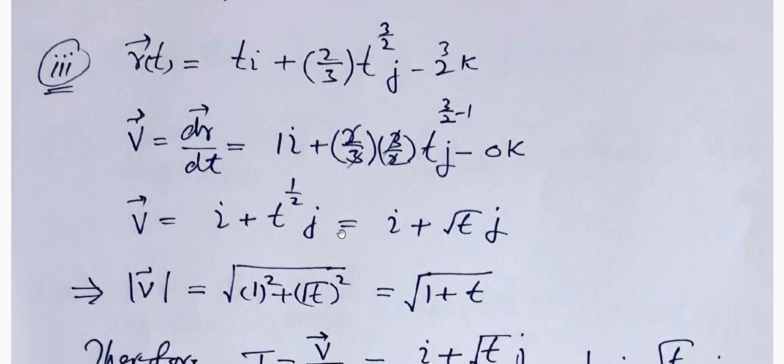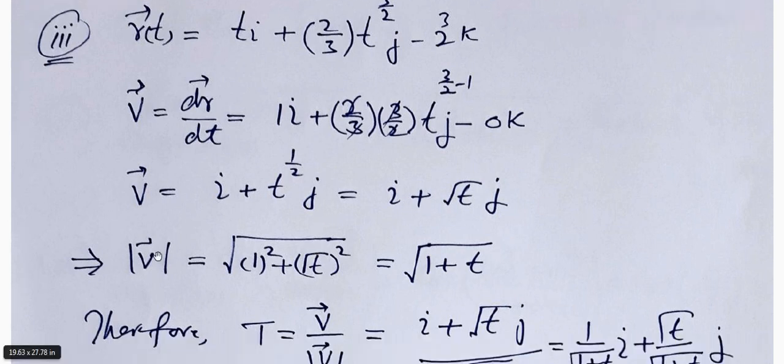If you simplify this, it will be i plus t power half, because the 2 cancels and the 3 cancels, so 3 by 2 minus 1 is half, j, and this will be 0. So it means this will be i plus t half j, or you can write i plus square root of t j, because the half power is the square root.